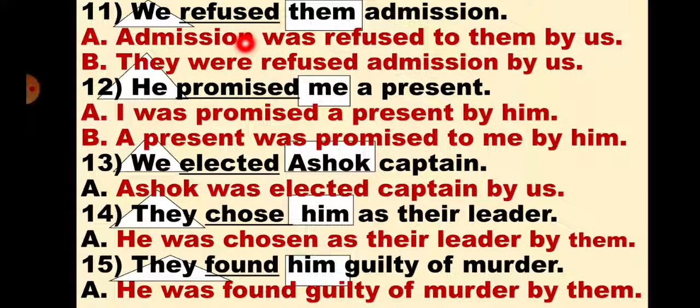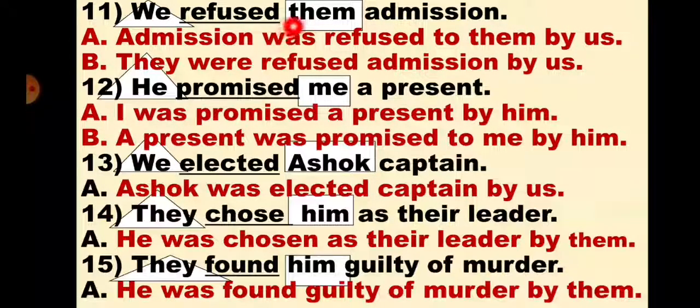11th, we refuse them admission. We refuse what? Admission. We refuse whom? Them. So here you can take them also as an object, admission also as your object. If you are taking admission as your object, object will become subject. Admission singular so we'll use verb was. Refuse already is in the third form, same we are going to write here. Admission was refused to them, add by, and we will change into us when it comes into an object place.